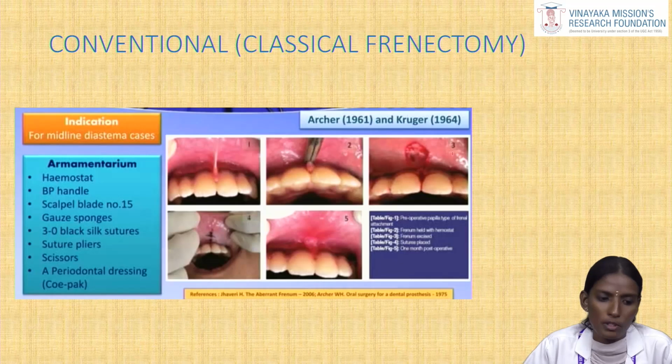Armamentarium required are hemostats, BP handles, scalpel blades of size 15, gauze sponge, 3-0 black silk sutures, silk pliers and scissors, and periodontal dressing like Coe-Pak.